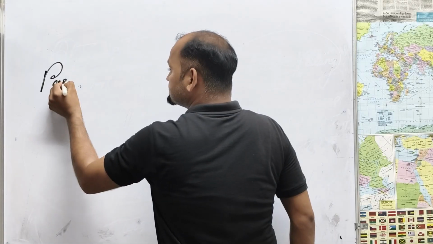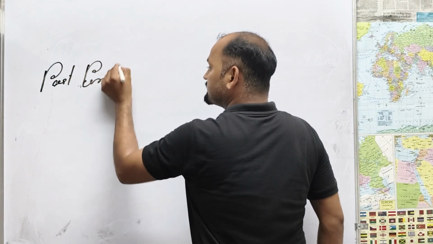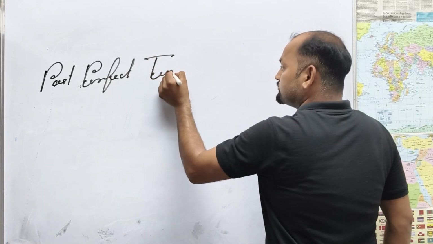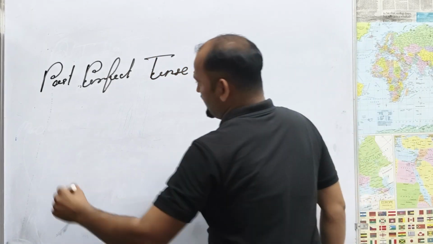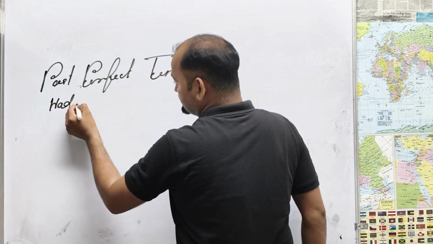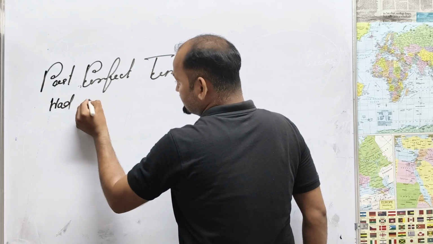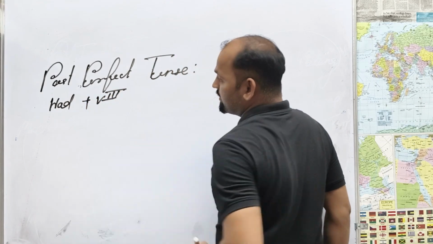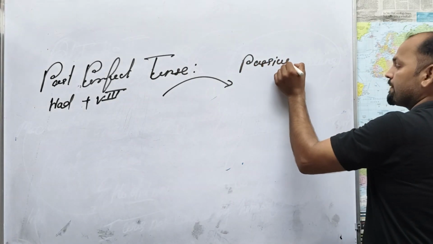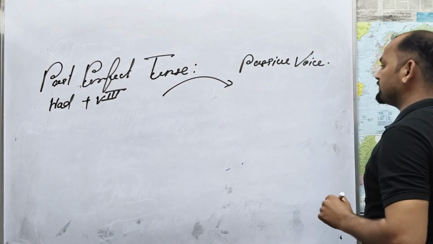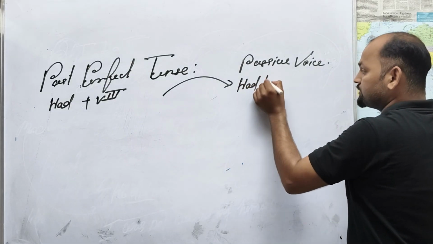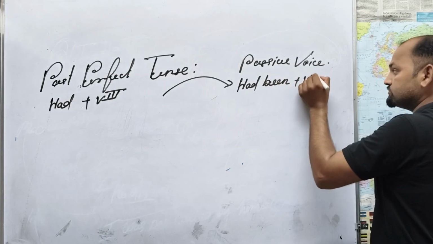The next topic is past perfect tense. Past perfect tense we can call had plus verb third form. And how do we change it to passive voice? In the case of passive voice, it is had been plus verb third form.